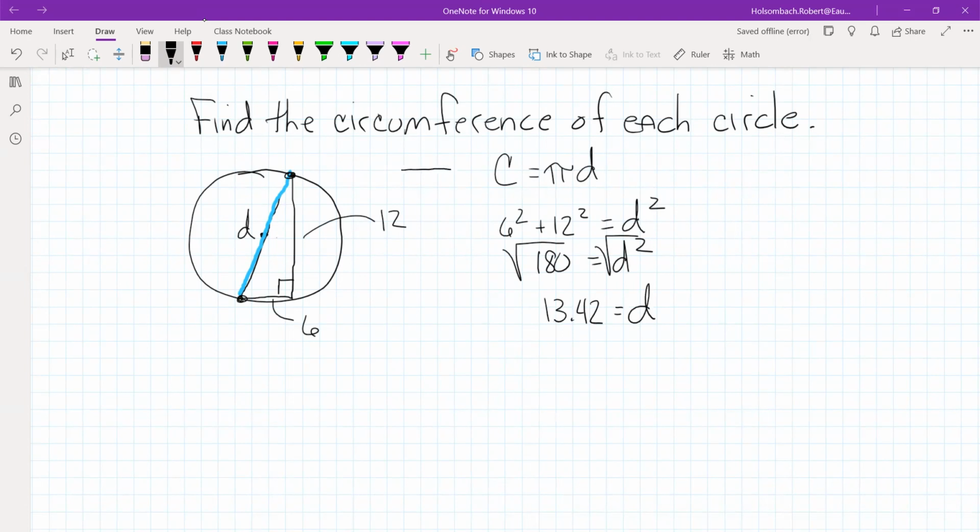Well, if I go back to this circumference problem, my circumference equals 13.42 pi, which is equal to, the 13.42 is still sitting on my screen. So if I push times pi button and hit equals, I get 42.15. So there's the circumference of the circle in terms of pi and as a decimal rounded to the nearest hundredth.